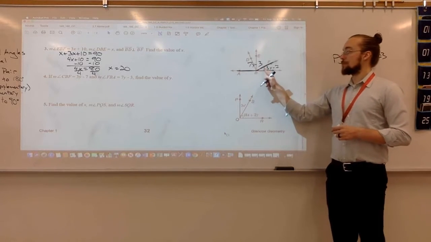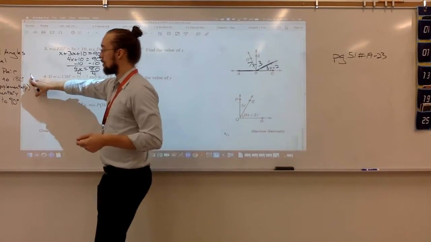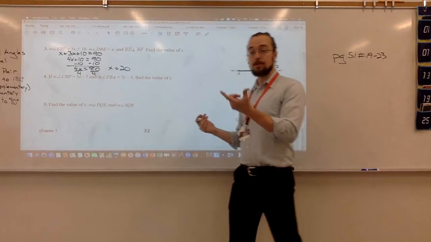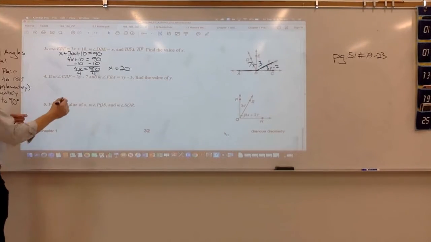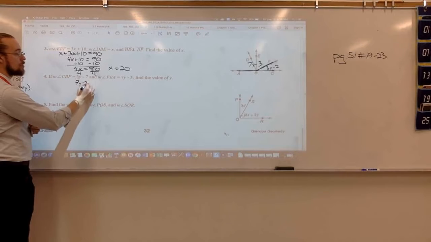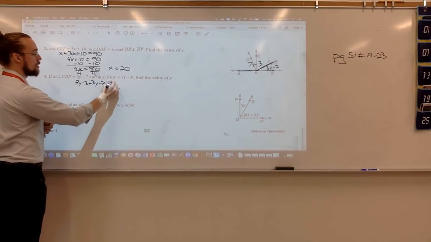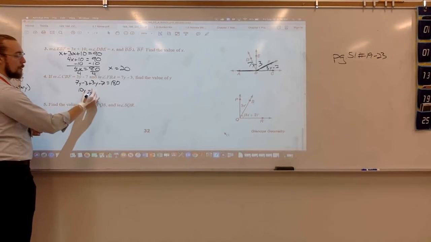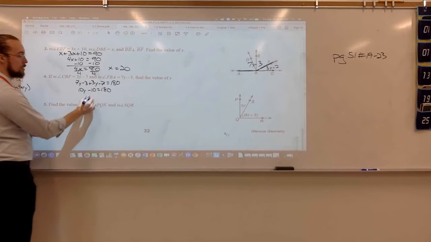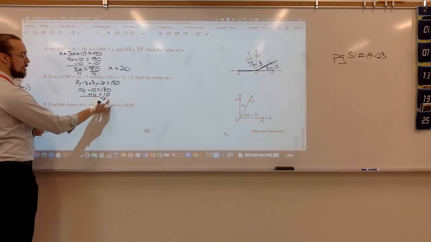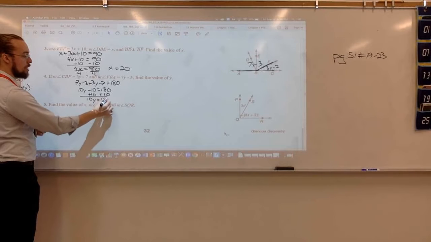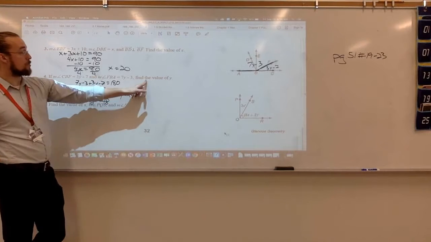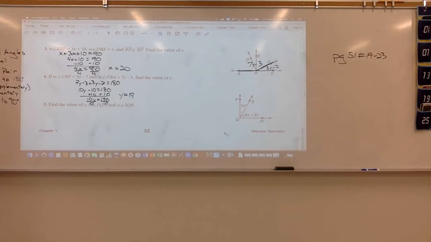So these 2 angles, this is my second situation. This is a linear pair, right? Together, they make up this straight line. So my setup is going to be to add them together and set them equal to 180. So 7y minus 3 plus 3y minus 7 equals 180. Combine like terms: 10y minus 10 equals 180. Add 10, and then divide by 10. We get y equals 19. And again, that is my final answer. It just said find the value of y.